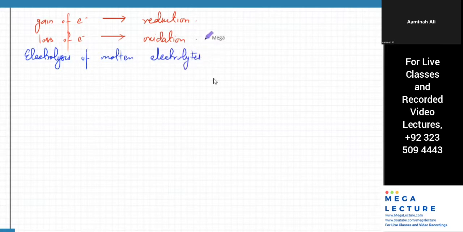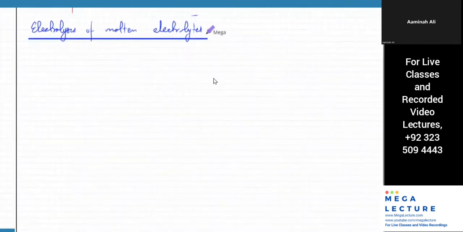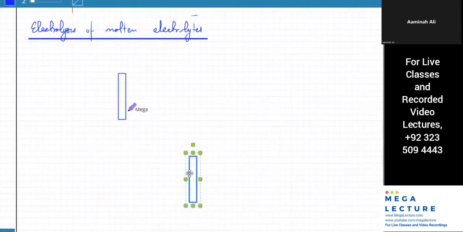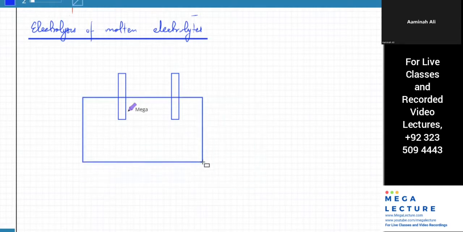So in molten electrolytes, the ions can freely move around. Let's start with NaCl. In electrolysis, you've got 2 electrodes, so here's the first one, and that's your second one. Let's place them together, and there's going to be a beaker in which the electrolyte will be present, right?